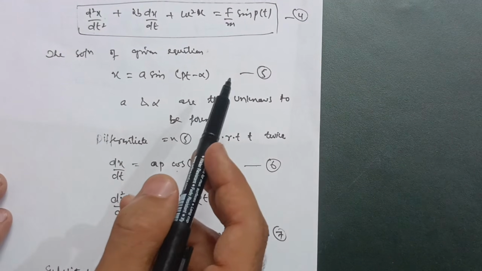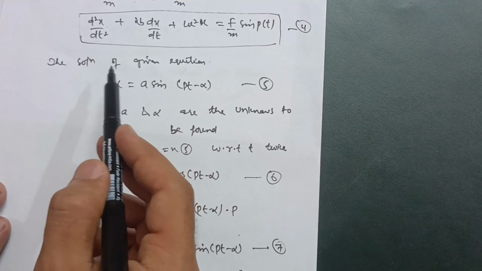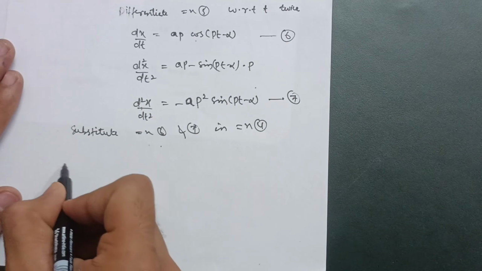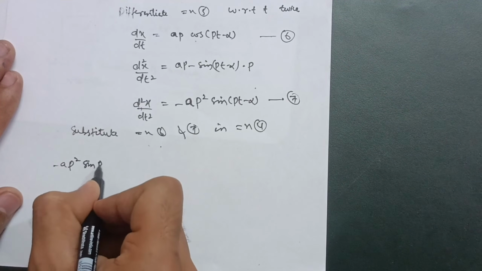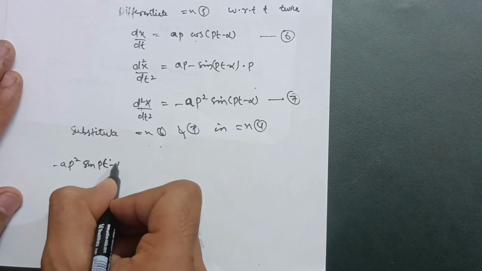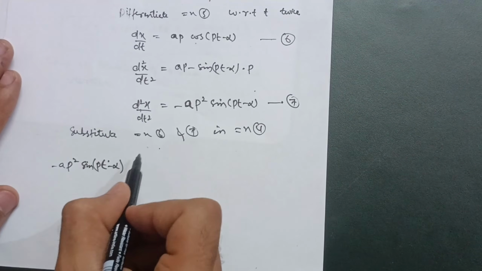You should have a look at the fourth equation. What is it? For d square x by dt square, I can write down this value, that is minus a p square sine of pt minus alpha. This is the one part.